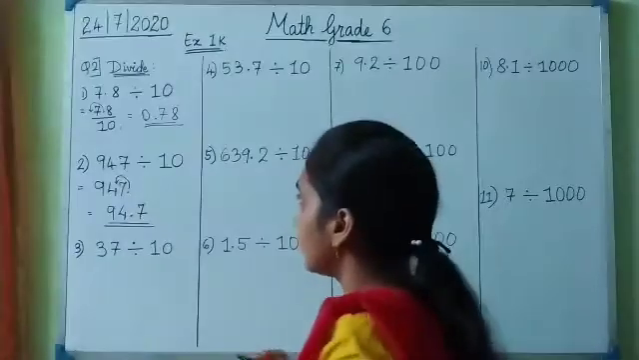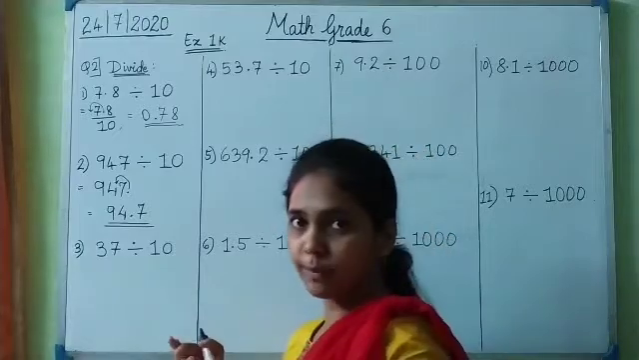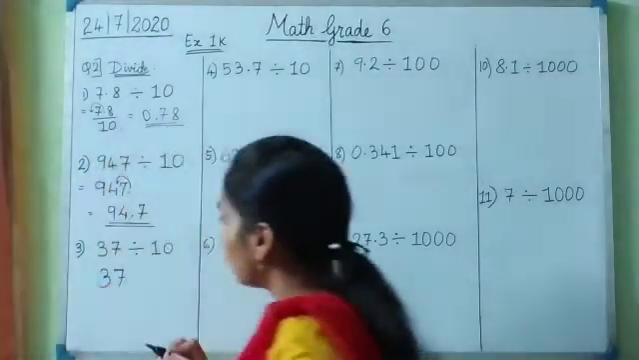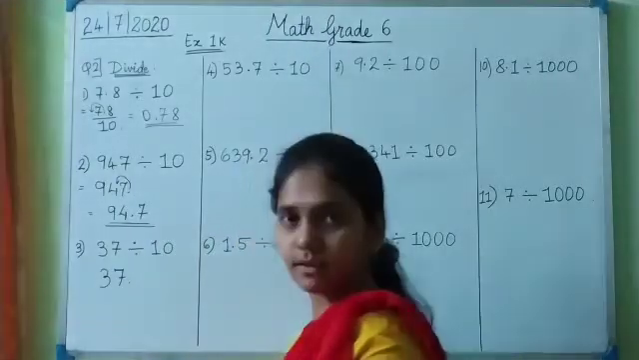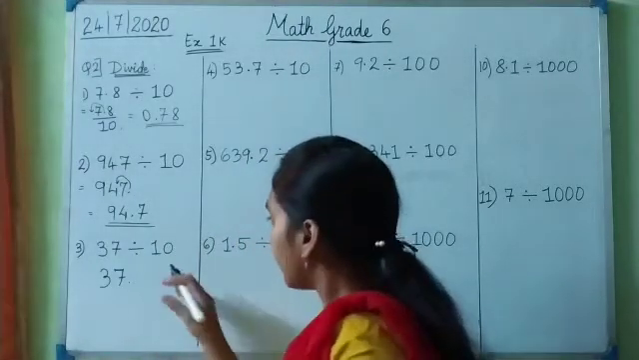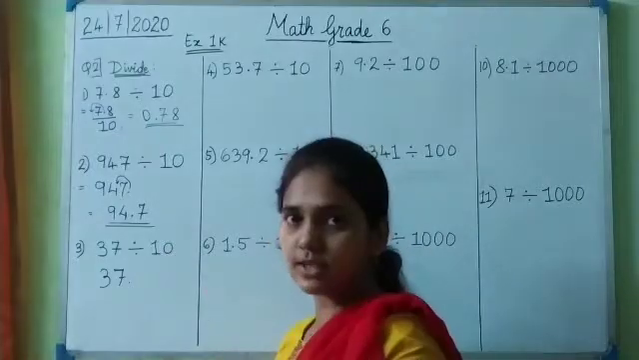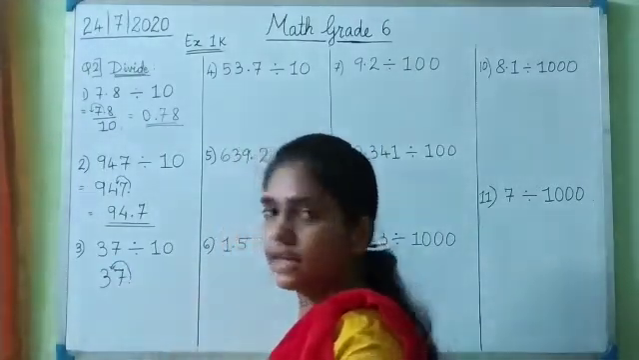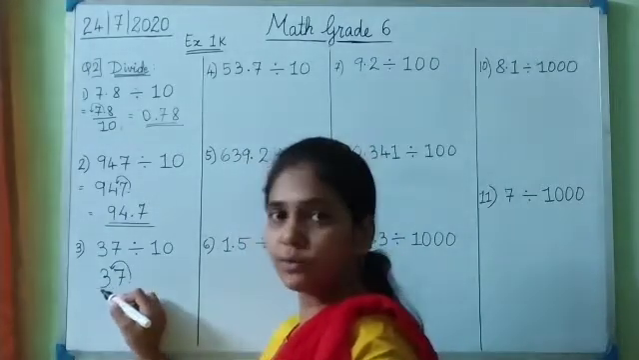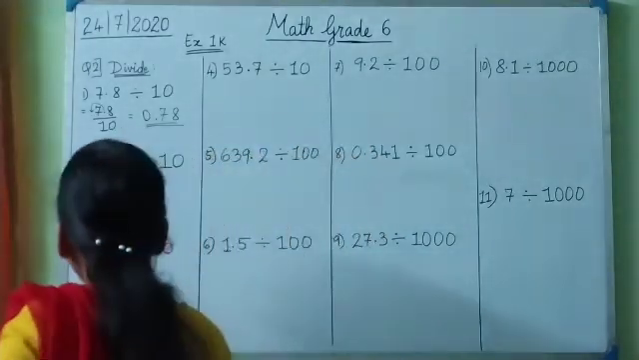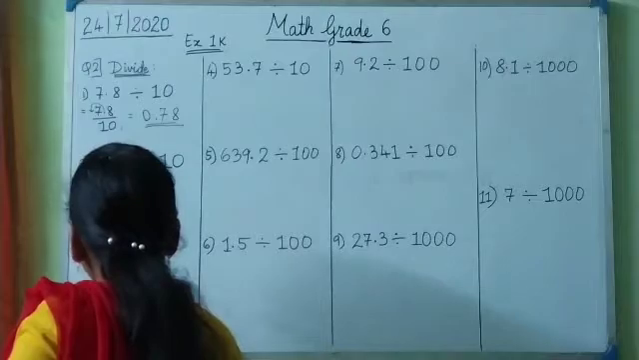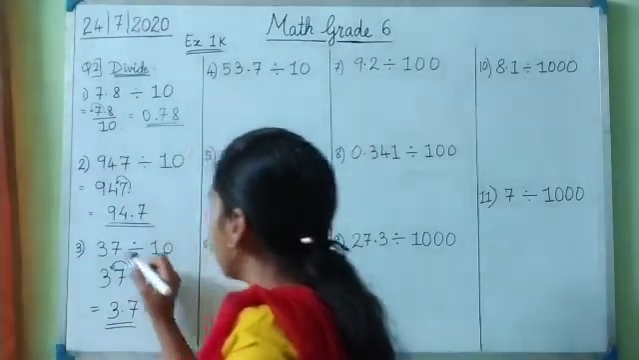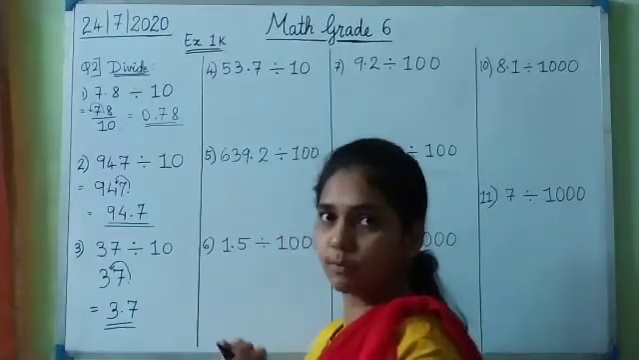Now the third question is similar. It is a two-digit number, 37, and there is no point. So if there is no point in the number, the point is at the extreme right. Similarly, there is only one zero in 10, so this decimal point will go one place towards the left. It will come between 3 and 7, so the number becomes 3.7. If we divide 37 by 10, the answer is 3.7.